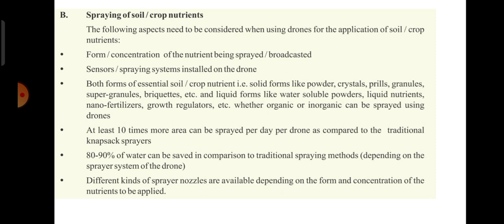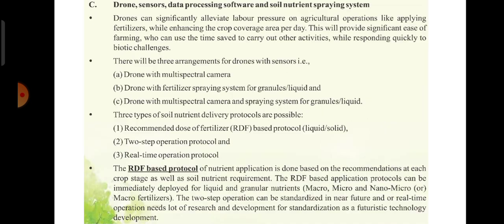At least 10 times more area can be sprayed per day per drone as compared to the traditional knapsack sprayer. 80 to 90% of the water can be saved in comparison to traditional spraying methods. Depending on the sprayer system of the drone, different kinds of sprayer nozzles are available depending on the form and concentration of the nutrients to be applied. Drone sensors, data processing software, and soil nutrient spraying system.